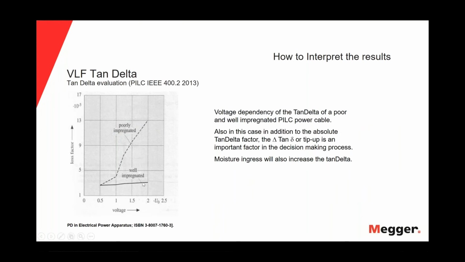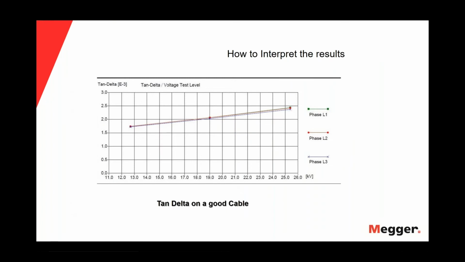And we have this situation also in paper impregnated lead cables. If you see this graphic, we can see that for well impregnated cables we have almost a flat line, but for poorly impregnated cables we have an increase of the tan delta as we increase the voltage. Okay. How to interpret the results? Well, we will see some graphics of tan delta.